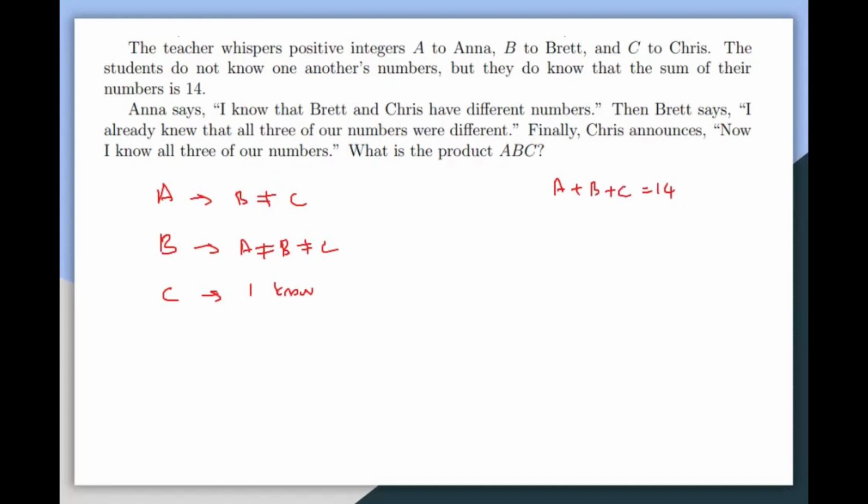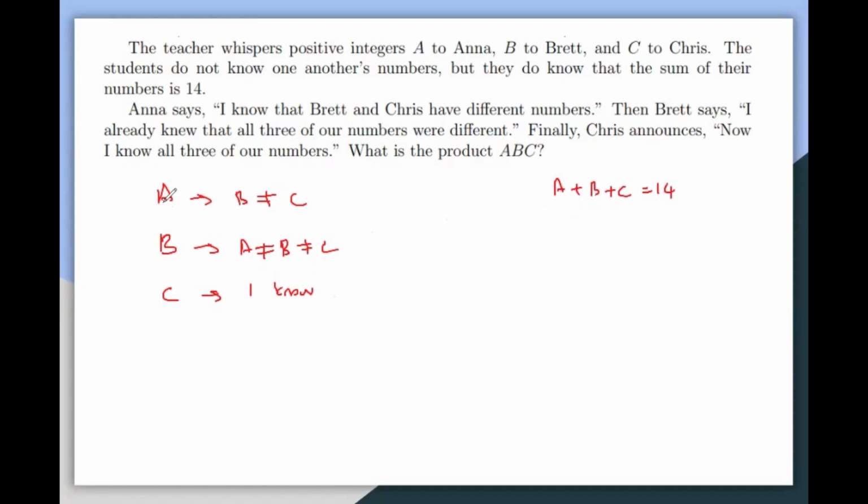So let's think about the first person, Anna. Anna says B and C are different. How can she actually say that? She only knows her number, A. There are a couple of things you can list. One is to ask what the ways are to get 14 when you add three numbers in terms of oddness and evenness: all three even, or two odd and one even. You can go through each case, but I'm going to skip that process, because I think there's only one case anyway, and I'll do it differently.